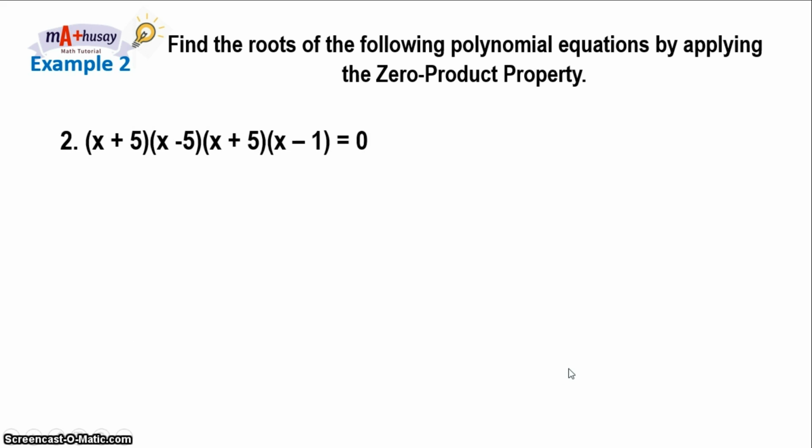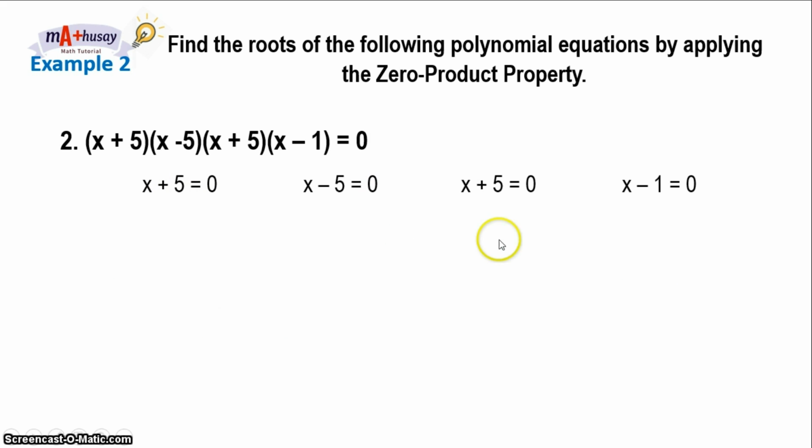Let's take another example. We have the quantity of x plus 5 times the quantity of x minus 5 times the quantity of x plus 5 again times the quantity of x minus 1 equals 0. So, the same with what we did with number 1, we apply the zero product property. So, we get x plus 5 equals 0. We have x minus 5 equals 0. Then, x plus 5 equals 0. Then, x minus 1 equals 0.